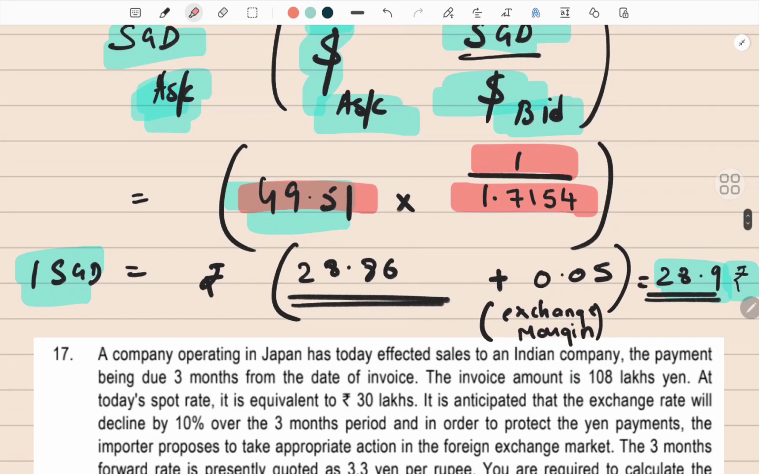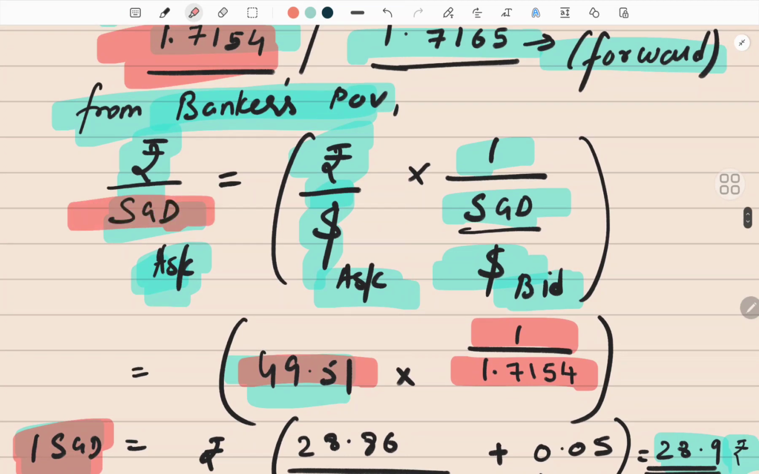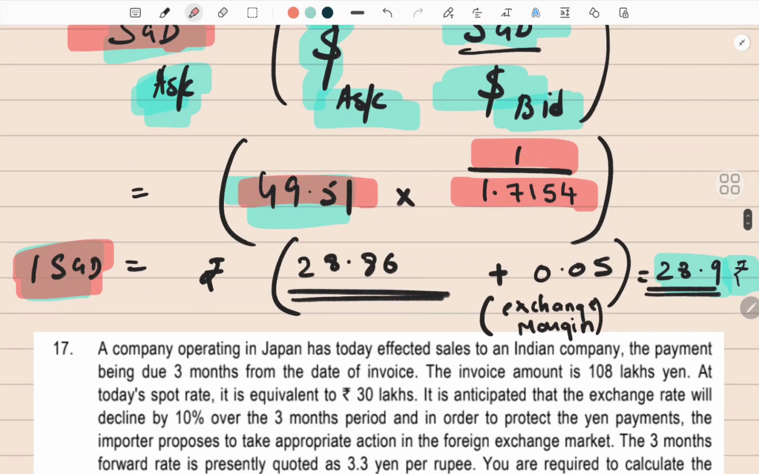When you calculate that, you get 1 STD is equal to rupee, because if you see, STD is in the denominator, so STD is the standard currency. This is the final answer, 28.86, when you solve 49.51 divided by 1.7154.